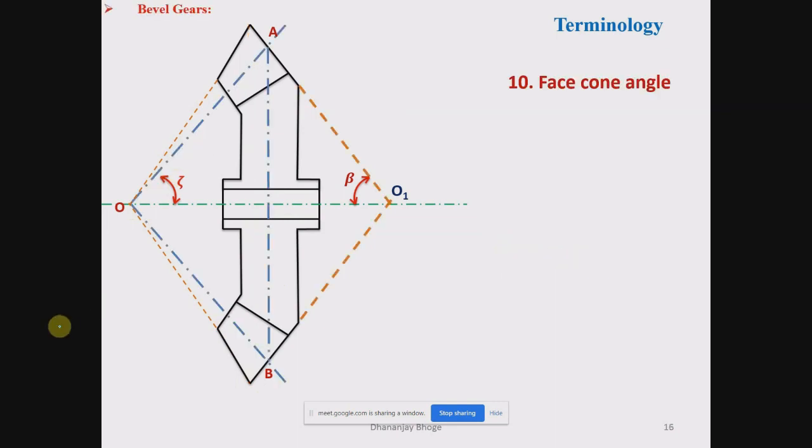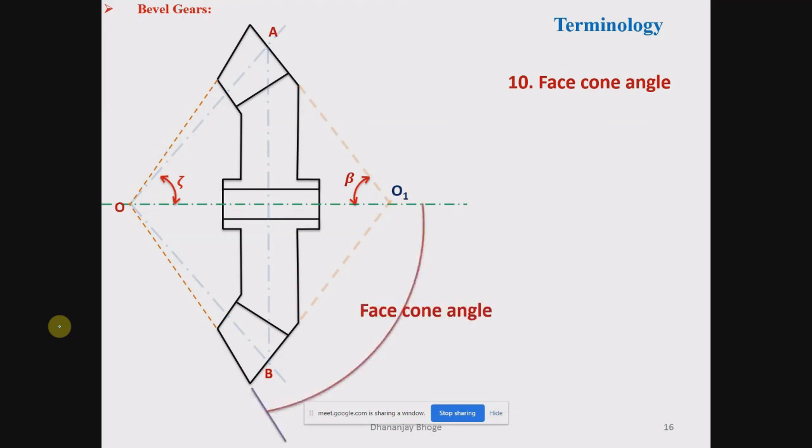The next is face cone angle. जसा pitch cone ला pitch cone angle होता, तसा face cone ला असेल face cone angle. Okay. So I am showing the face cone angle now. Face cone angle चा generator, it will make an angle equals to face cone angle with the axis of gear. So this is face cone angle. Angle made by the generator of face cone with the gear axis.